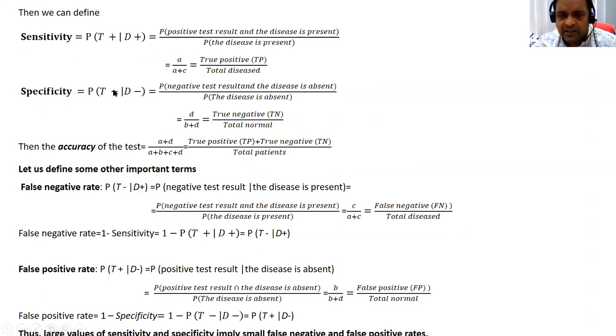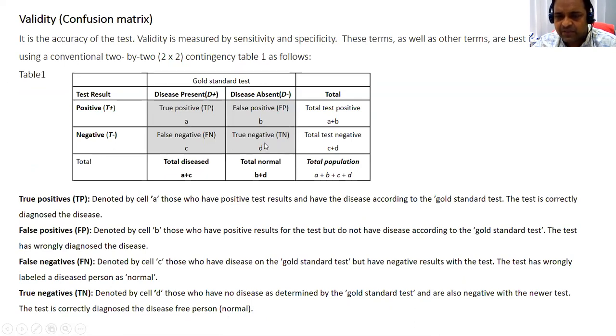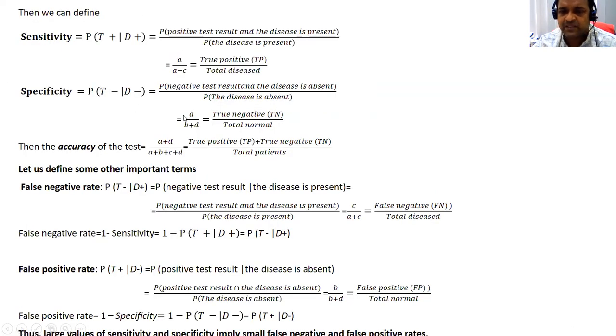And what is the specificity? That is a negative test result in the lab test when the individual is not suffering from the disease. Then how can we know the negative test result and the disease is absent, divided by the disease is absent, that the person is normal? That is called true negative. We get that from the table: somebody has a negative test result and also does not have the disease by the gold standard test. That is D divided by the total number of persons who do not have the disease, the total normal, B plus D. So this is the specificity. Total true negative divided by total normal, you can get the specificity.